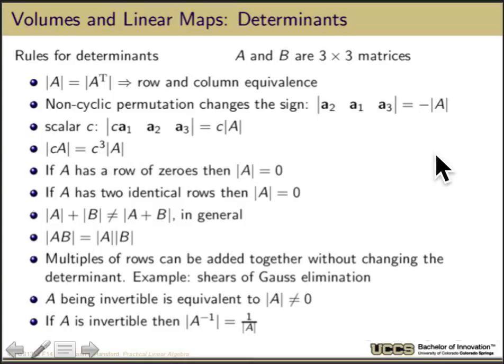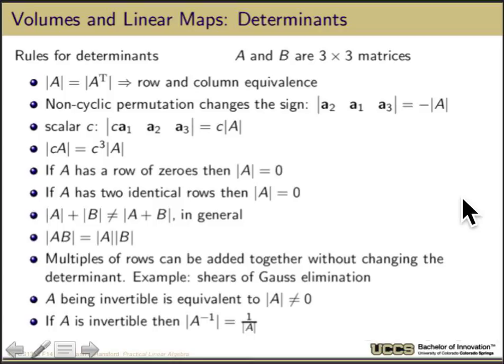There's a couple of cases that make it easy. If A has a row of all zeros, or two identical rows, then the matrix is singular and the determinant is 0. In general, determinants don't add. The determinant of the product of two matrices, though, is the product of the determinants of the two matrices. And again, if you think about that as volume, if I first do something that changes the volume by the determinant of B, followed by a transformation of A, it's the same as if I do the transformations first and then apply them.